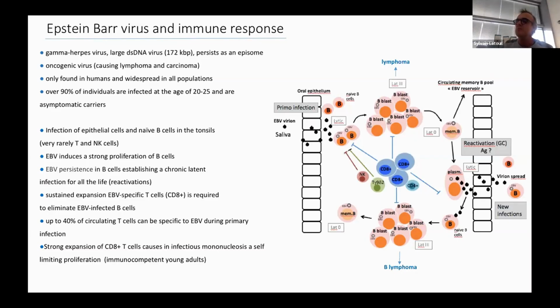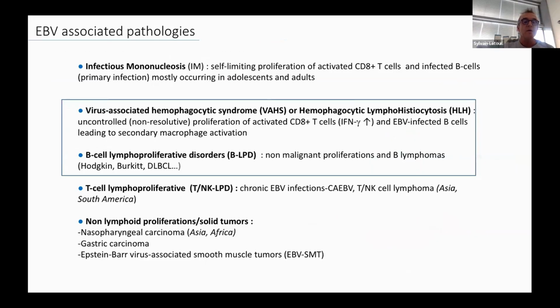And the EBV infectious viral cycle can be reactivated in these B cells upon activation in the germinal center during differentiation into plasmocytes, causing new infection of naive B cells. When this reactivation is not efficiently controlled, it can ultimately result in transformation and occurrence of B-cell lymphoma. So there are several pathologies that have been associated with EBV.